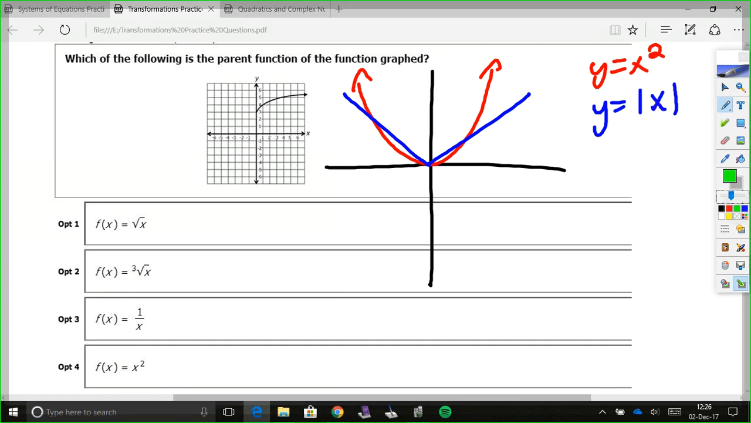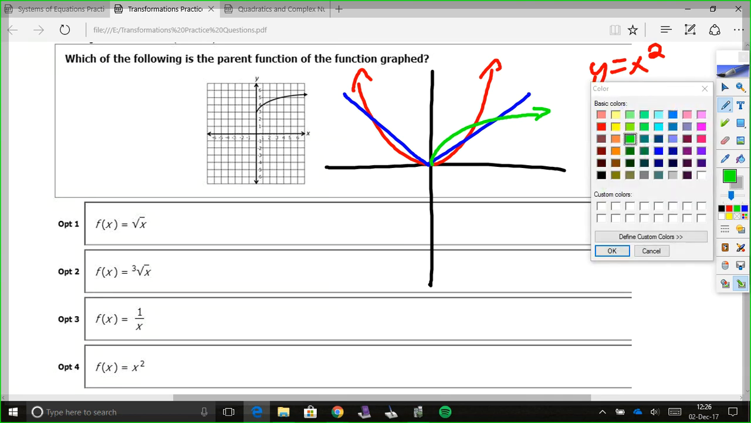Let me choose another color. A square root function has sort of an arch to it, something like this. That's a square root function. Y equals the square root of x. That's what that function would look like. It'd have a square root in it. Okay? So quadratics have an x squared. The absolute value or v-shaped functions have the absolute value bars. The square root function has that square root in it, and that's what it looks like.